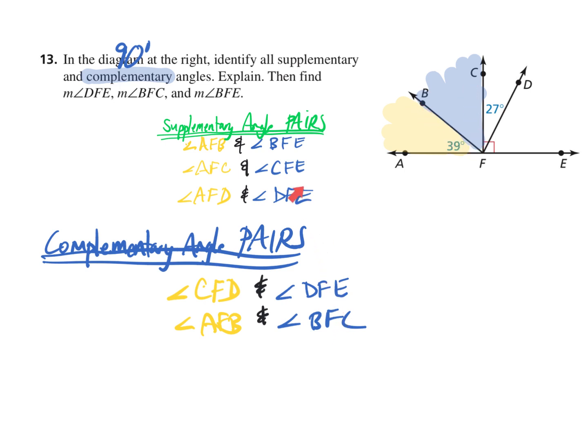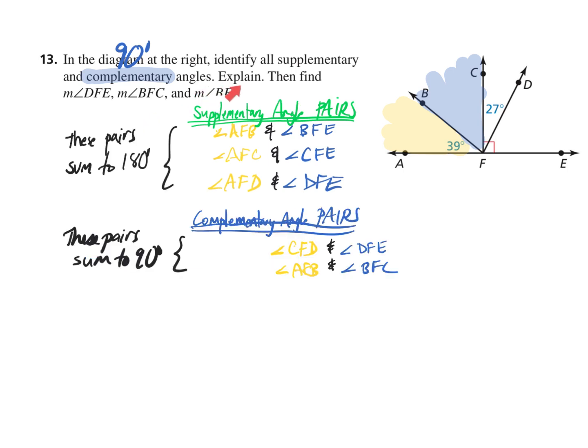All right, finally, they ask us to find the measure of a bunch of angles. So let's turn our attention now to the measure of these three angles. It did ask us to explain. So when I explain these, there are a lot of words. If I were just going to try to summarize my explanation for why these pairs of angles are supplementary, I would just say because they sum to 180, and these angles are complementary because they sum to 90 degrees.